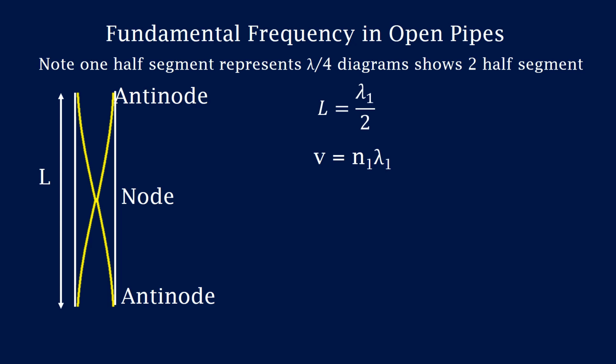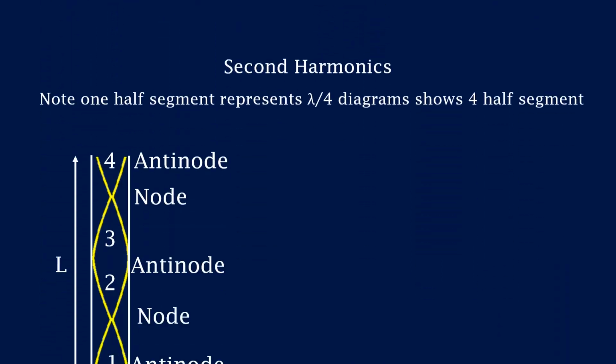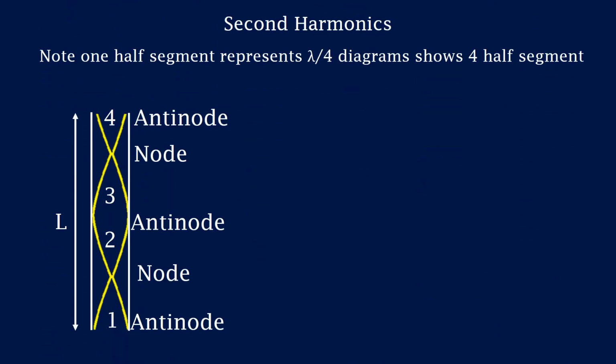We can write it as lambda 1 is equal to 2 times L. The velocity of a wave is given by v is equal to n1 into lambda 1, or n1 is equal to v upon lambda 1. Replacing the value of lambda 1 as 2L, we get n1 is equal to v upon 2L. This n1 is called the fundamental frequency.